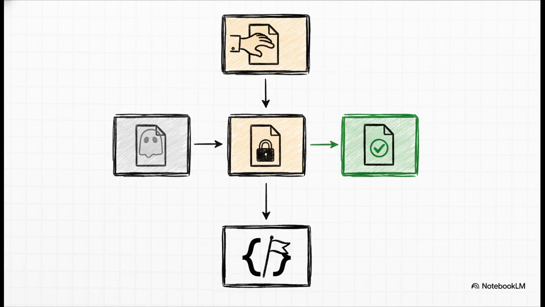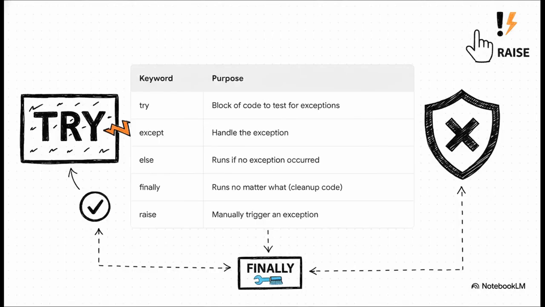It just won't crash. And just to wrap it all up, here's a quick little cheat sheet for you. Try is where you test your risky code. Except is where you handle the problem. Else is your success code. Finally is for cleanup no matter what. And raise is for when you want to create your own error.